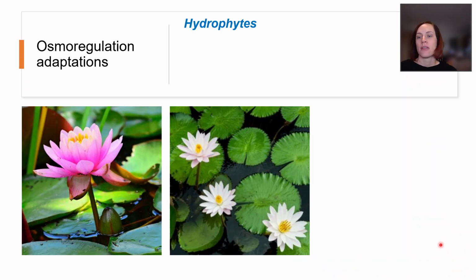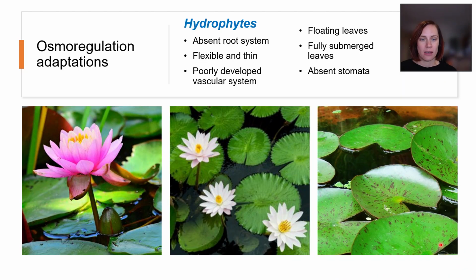Now hydrophytes are those ones that are living in water systems. They generally have reduced or absent root systems. They don't really need to go and find the water, it's right there for them. Their stems are pretty flexible, they're pretty thin because the water is providing some of that support, and they generally don't have well-developed vascular systems. It's not really necessary to have to worry about transporting that water very far. Their leaves will float on the surface. They're usually pretty wide and broad.